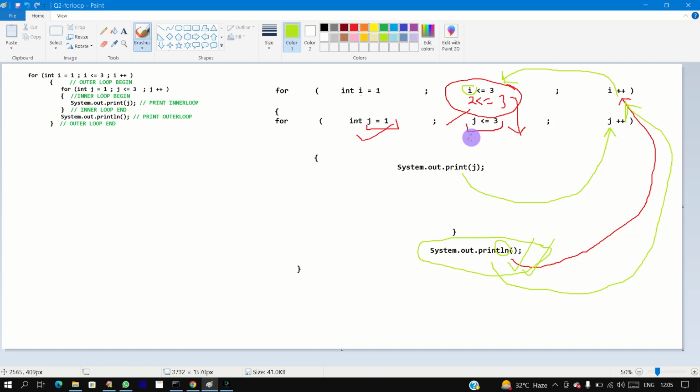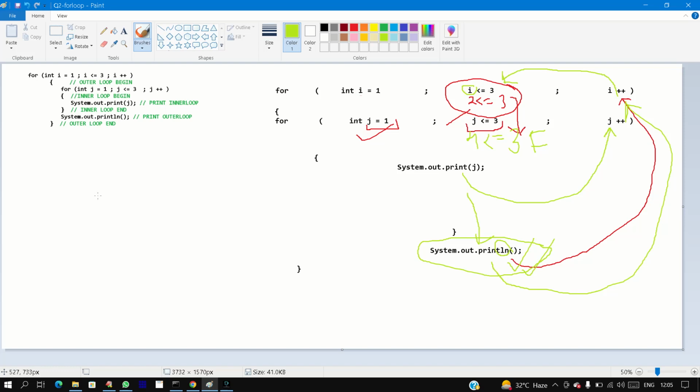Okay. Now is 4 less than or equal to 3? The condition is false. If the condition is false, we will be coming out of the loop. As we came out of the loop, we got system.out.println.